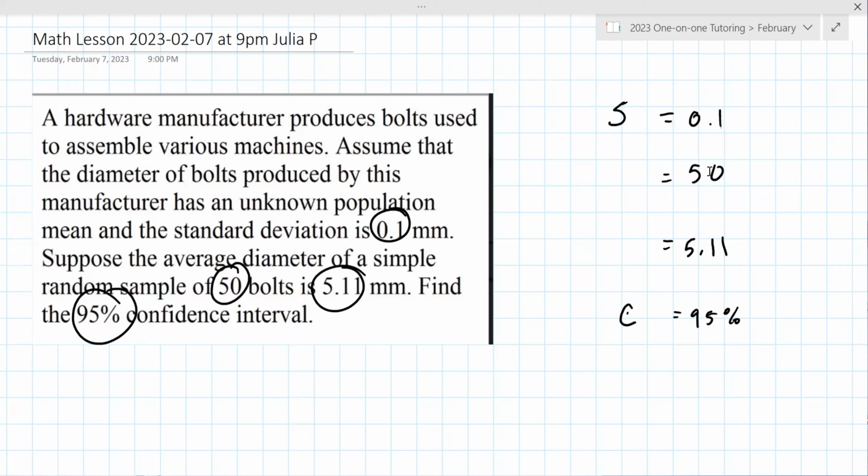How about the 50? The 50 is the sample size. So which one is it? Little n. Yes. This last one here. 5.11. That's the mean. So X bar or mu.